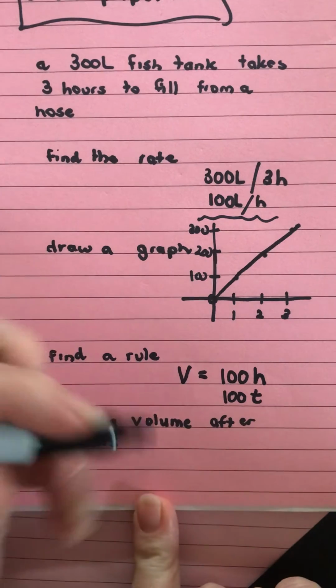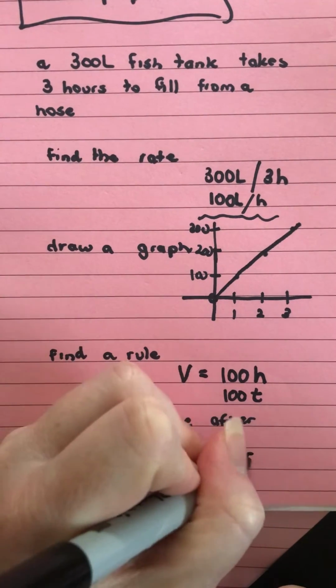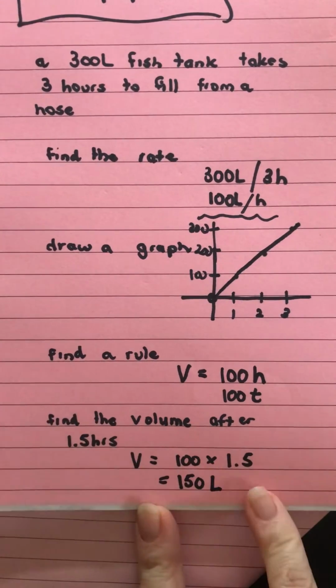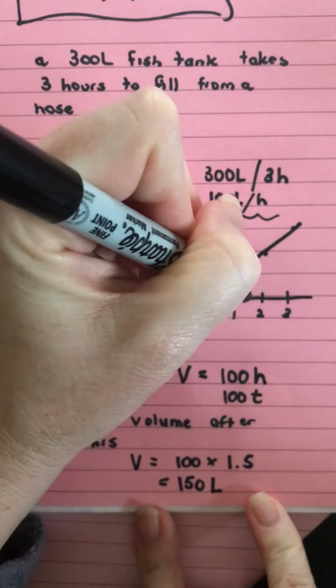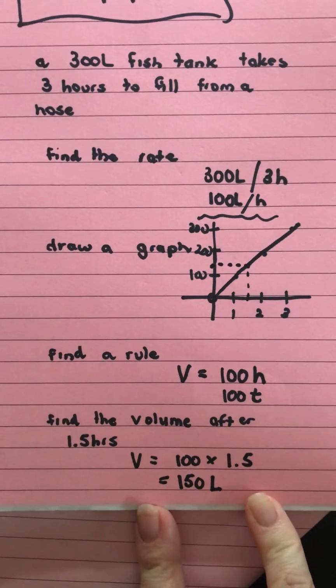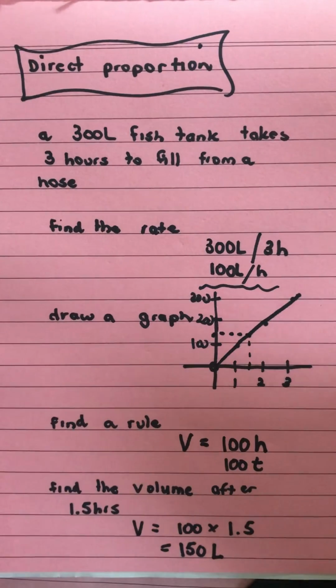Now, after 1.5 hours, my volume would be 100 times 1.5, which would be 150 litres. We could also read that off our graph. Put a little dotted line on there, get our 150 litres. So just remembering for direct proportion, as one goes up, the other variable goes up, or as one goes down, the other variable goes down as well.